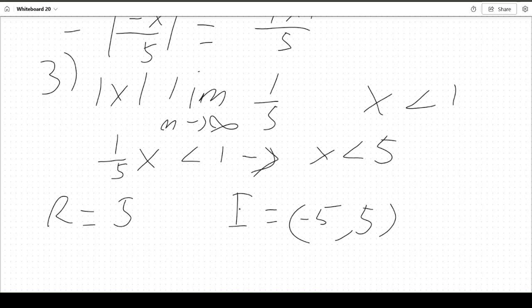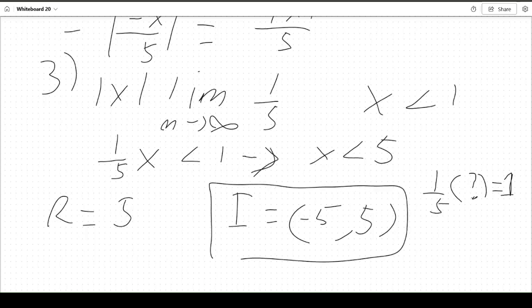And just so you know, for the interval of convergence, it's basically just finding what number will be equal to 1. And that's pretty much it for the interval of convergence. And this is the final answer for this type of question.